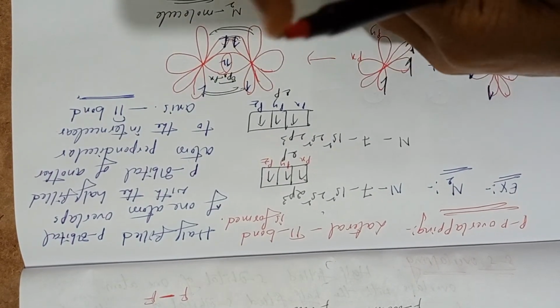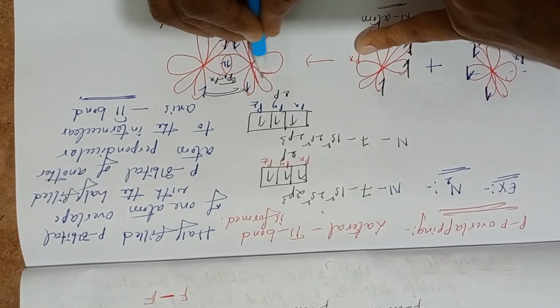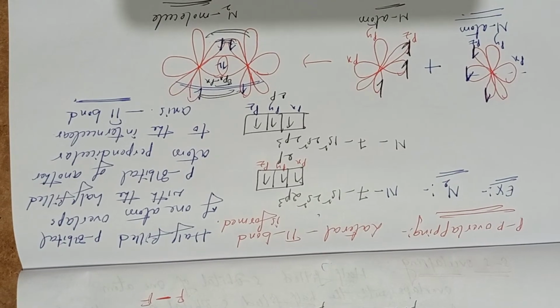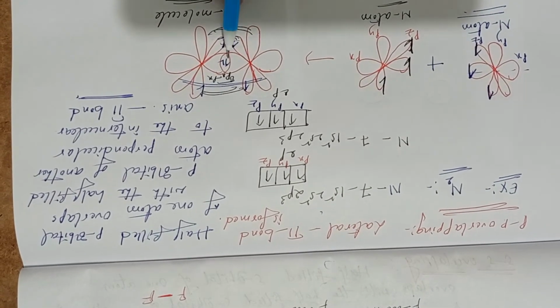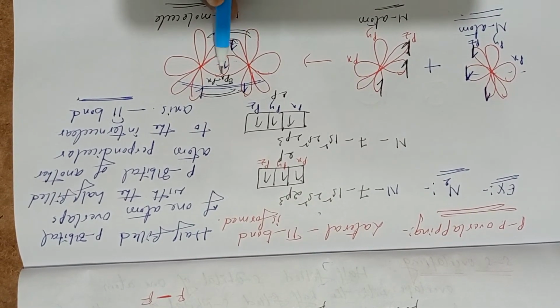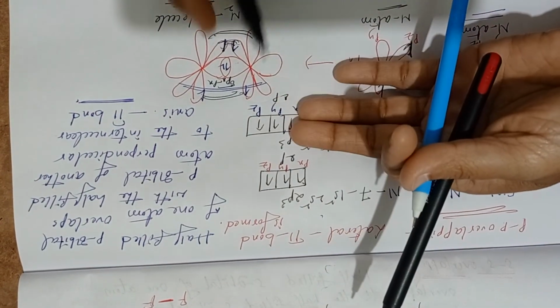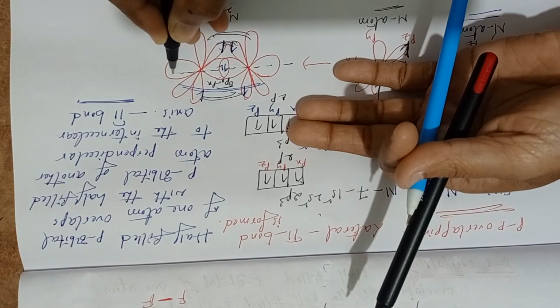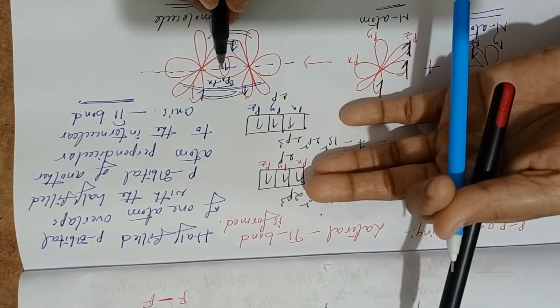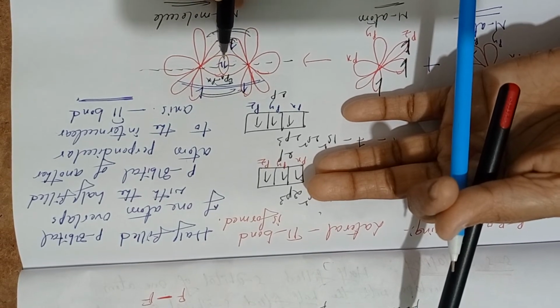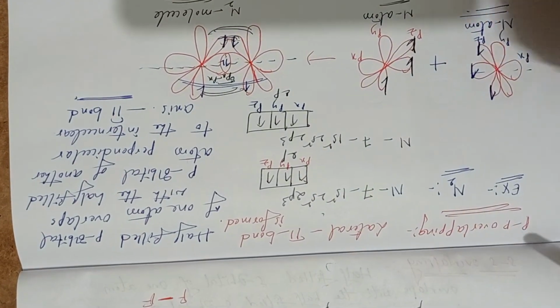Are you clear? Sidewise overlapping. So this is the pz orbital, students. Clear this one? So here these two px orbitals are undergoing overlapping along the internuclear axis. This is the internuclear axis, students. Along the internuclear axis, a sigma bond is formed. This is sigma p2p, pp orbitals are undergoing overlapping, sigma bond is formed.